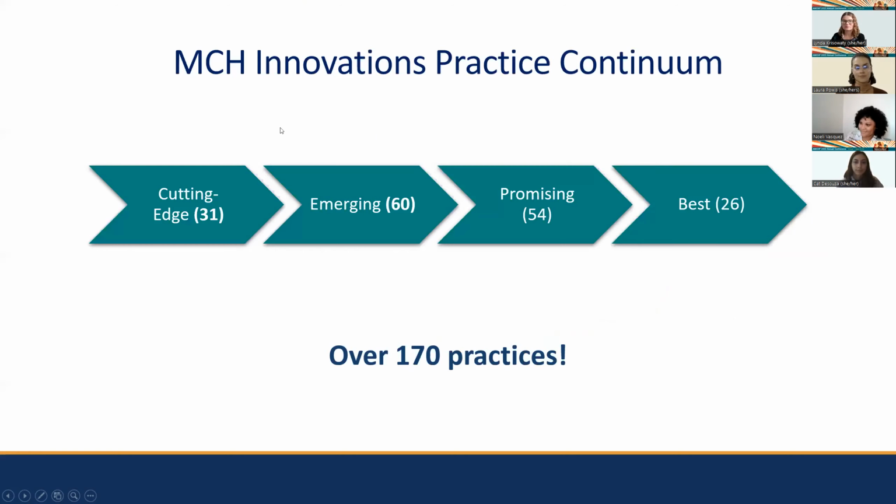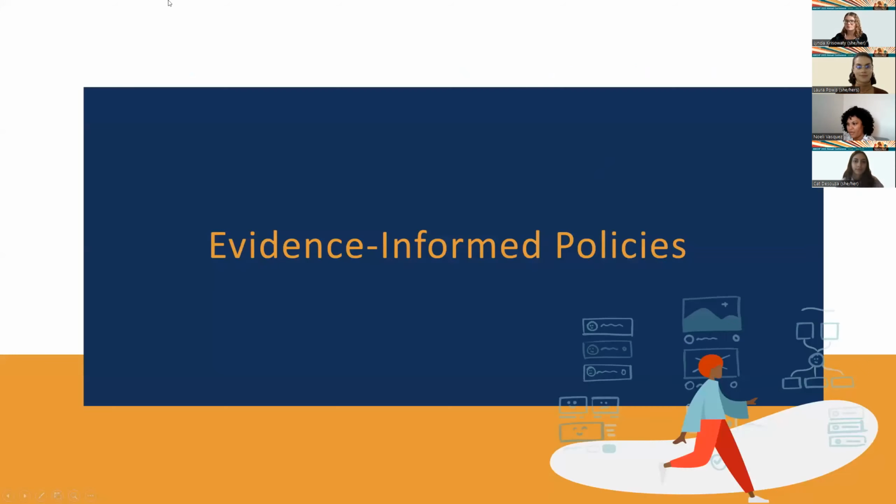And right now, we have currently been able to build our practice database. So among the different categories, we have 31 in cutting edge, 60 in emerging, 54 in promising, and 26 best practices. So we have over 170 practices, which is really nice, to have such a variety of practices that people can look to and possibly replicate, or look at an example that they might be able to recreate in their own communities. And I will now pass it over to my colleague, Laura, to get into the policy work that Innovation Hub houses.